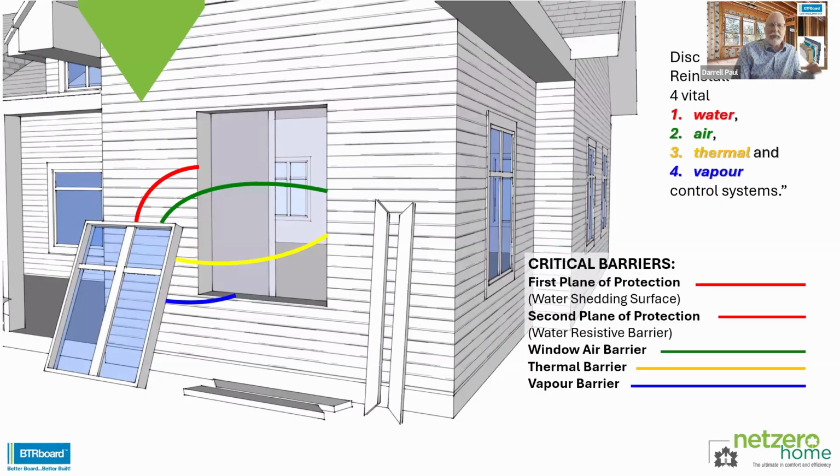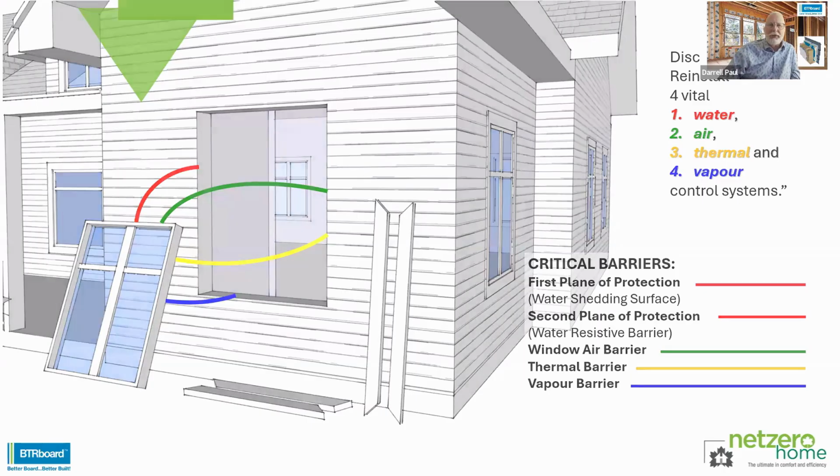But then we have a second plane of protection, which is hidden in behind. That's our weather barrier, our WRB. So our weather barrier picks up and collects water that gets behind. It drains it down to the flashing, and that takes it back outside. So when we look at the second plane of protection, we can't just look at it in terms of what happens behind the wall. We have to look at it in terms of what happens in the rough opening of the window. So that's the first thing.